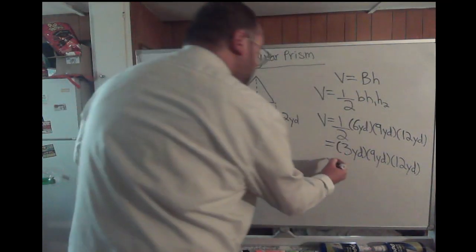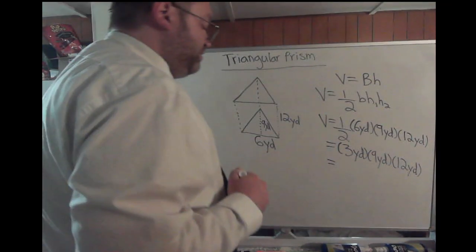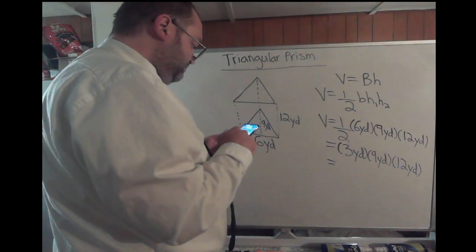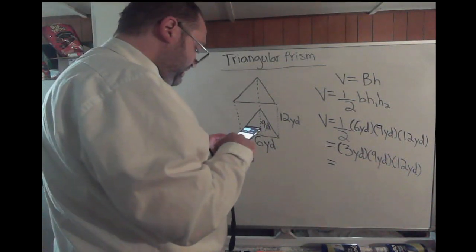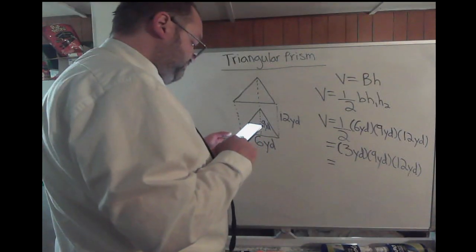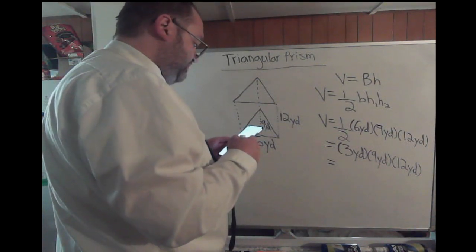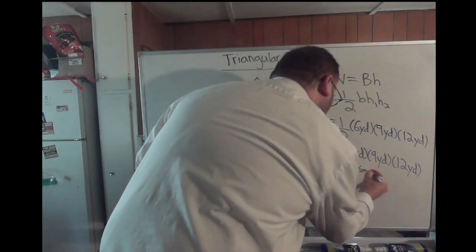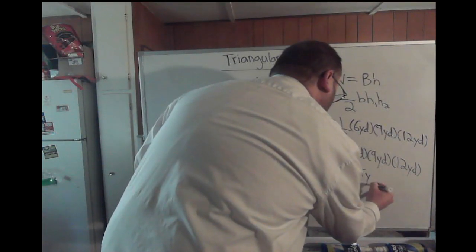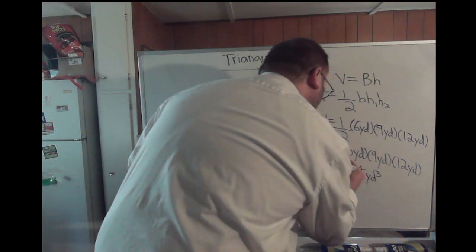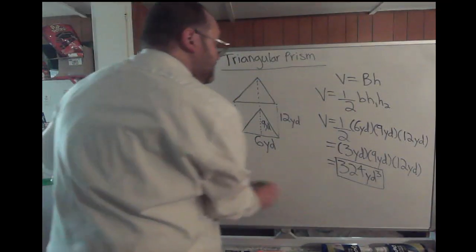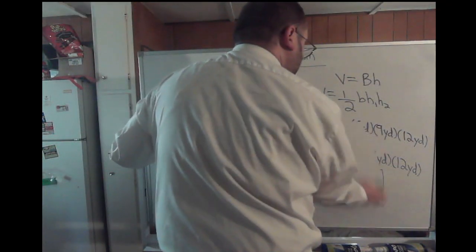Now all we got to do is the multiplication, and we'll get our volume. Okay. So 3 times 9 times 12, that's 324. Then yards times yards times yards, that's cubic yards or yards cubed, however you prefer to say that. So the volume of this triangular prism is going to be 324 cubic yards. And I'll do 2 more examples with the triangular prism here.